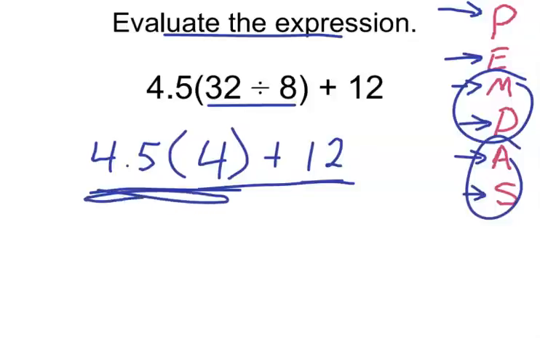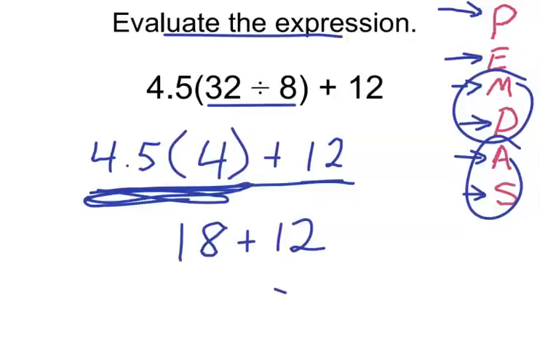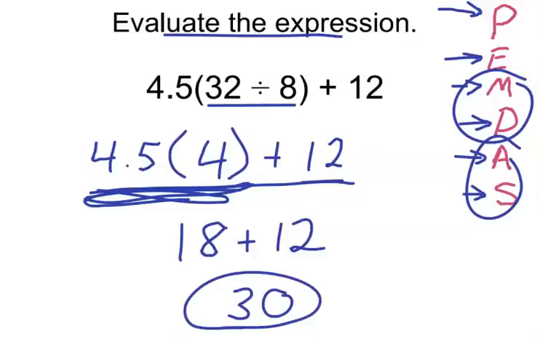So it's going to be this one, 4.5 times 4. And if we do that, that is 18. So we have 18 plus 12 left. So all we have to do is add those. So 8 and 2 is 10. And 1 and 1 plus 1 more is 3. There we are. Our answer is 30. Okay, so that's all there is to evaluate that expression.